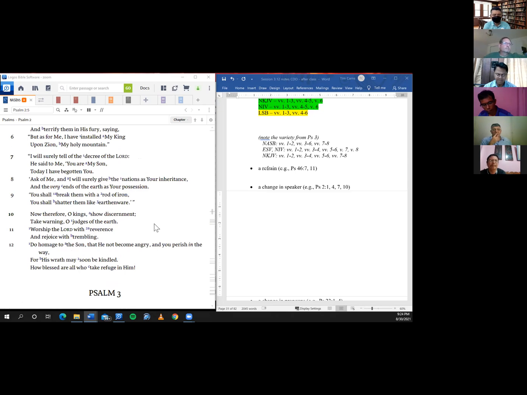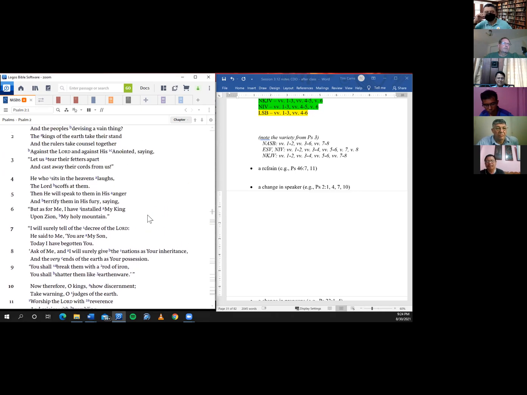You shall break them with the rod of iron, you shall shatter them like earthenware. Now therefore, O kings, show discernment, take warning, O judges of the earth. Worship the Lord with reverence and rejoice with trembling. Do homage to the Son, that he not become angry and you perish in the way, for his wrath may soon be kindled. How blessed are all who take refuge in him.